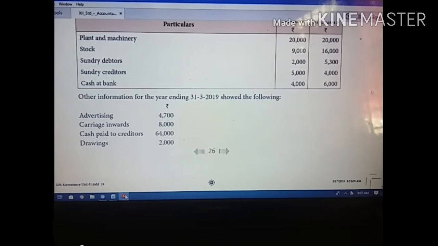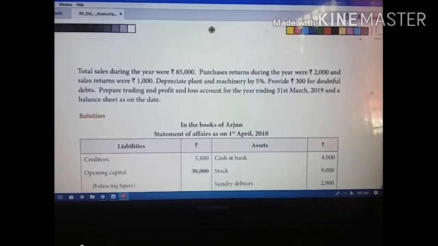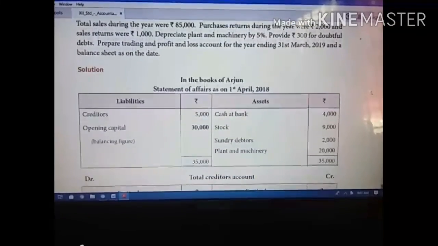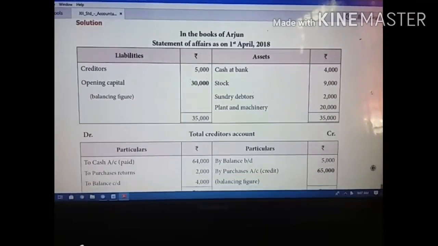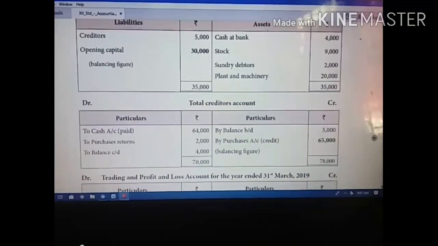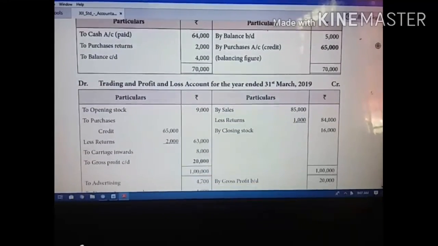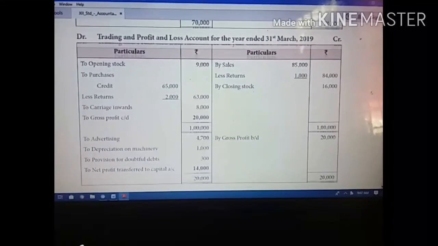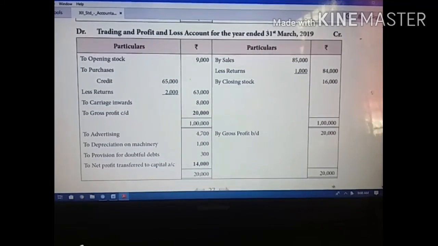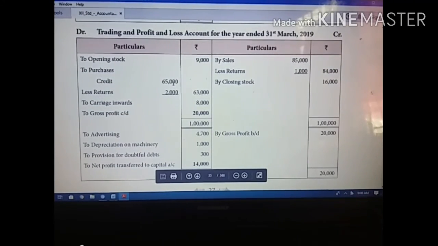So after opening a statement of affairs and total creditors account, we have to prepare the trading, P&L and balance sheet. In trading, all the direct expenses we enter in trading, and all the indirect expenses we enter in P&L. Opening stock is also given, and for purchase we have to use the credit purchase, and return is there, so I have to minus the return.